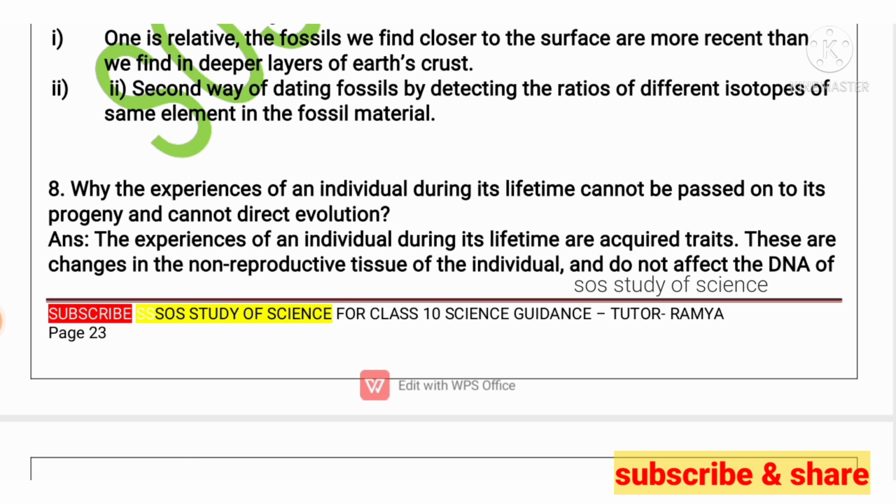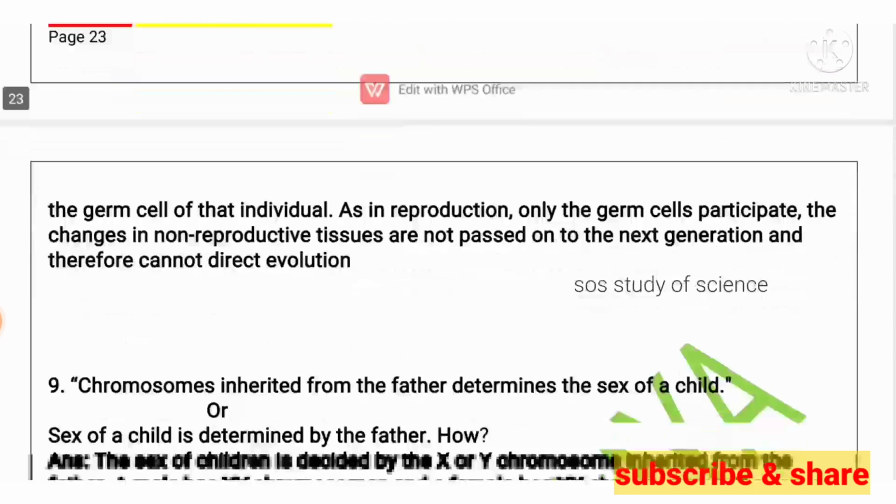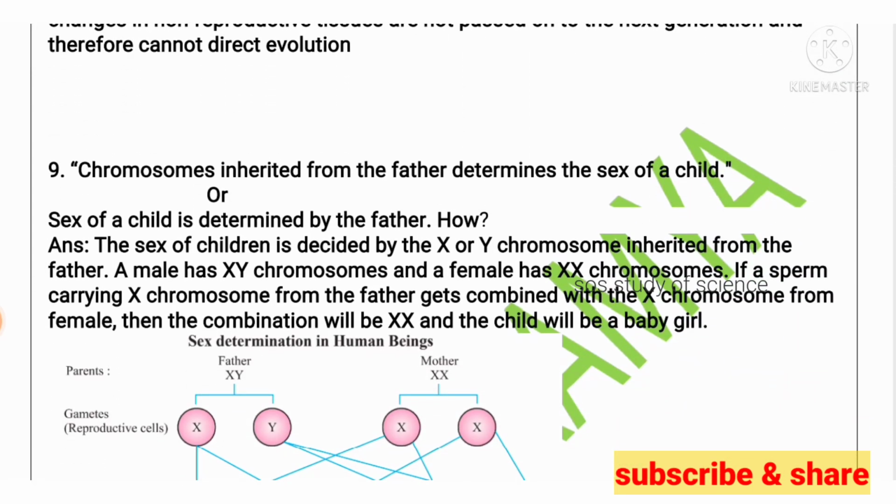Understand? Yes. Moving to the next question. The ninth question is: chromosomes inherited from the father determine the sex of the child. Or this question can also be asked in another way: the sex of the child is determined by the father. How? It is the same question, a concept-based question asked in a different way, but the answer remains the same.